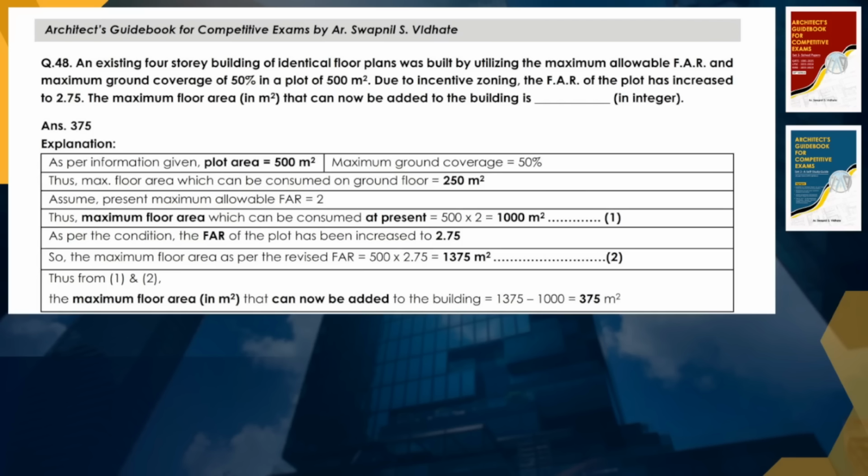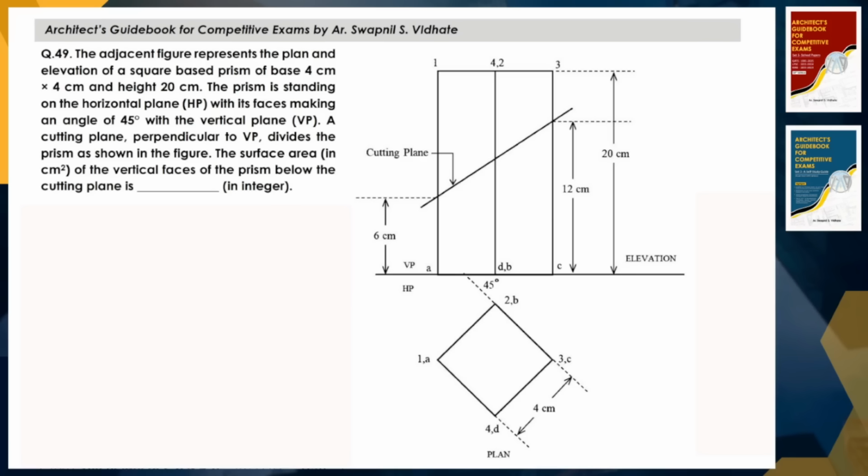Question 48 of GATE 2026. Question 49 is, the adjacent figure represents the plan and elevation of a square based prism of a base 4 centimeter by 4 centimeter. This is the prism which is having a base of 4 centimeter by 4 centimeter and height is 20 centimeter, which is given in this illustration.